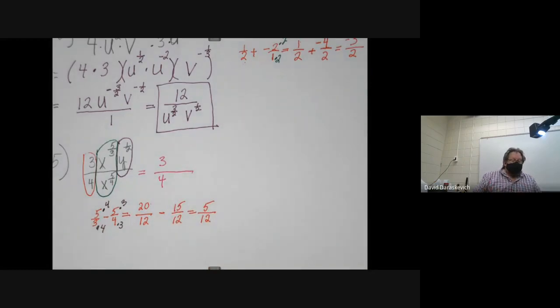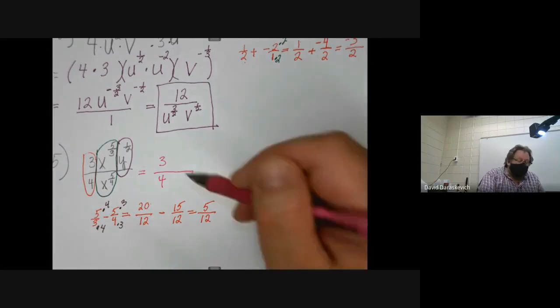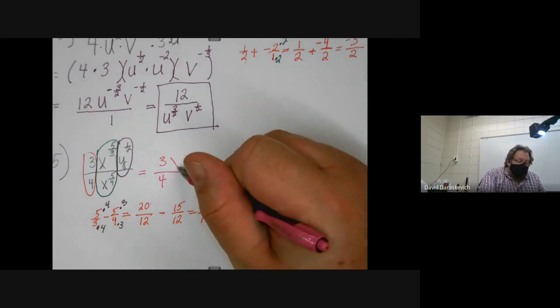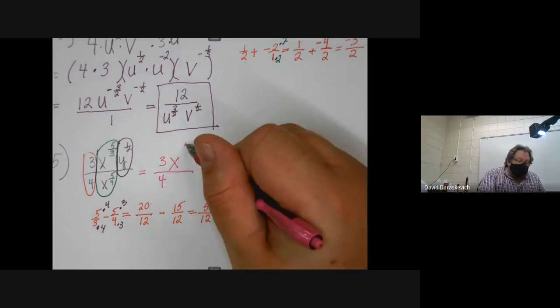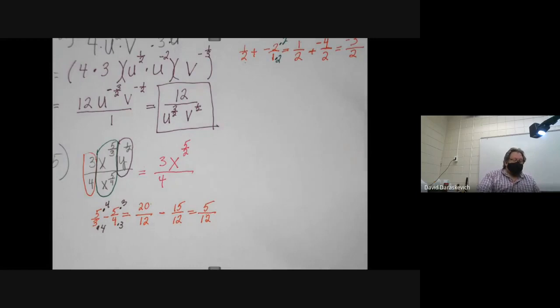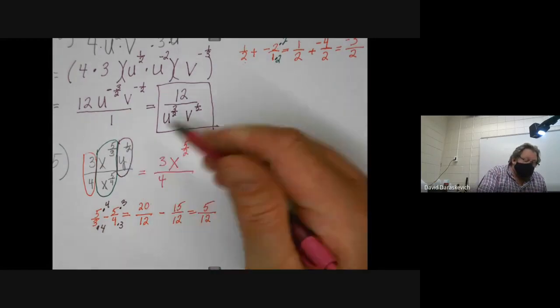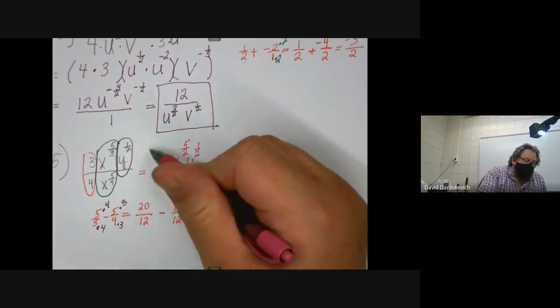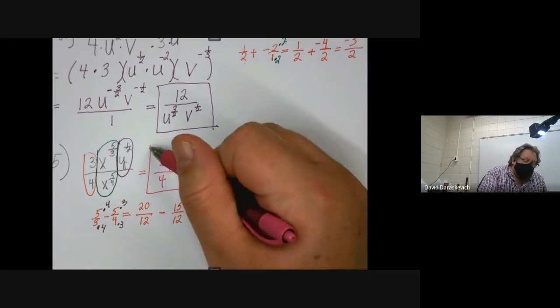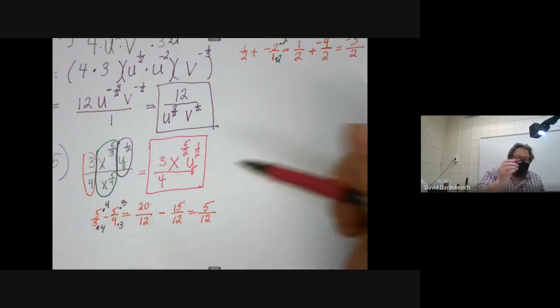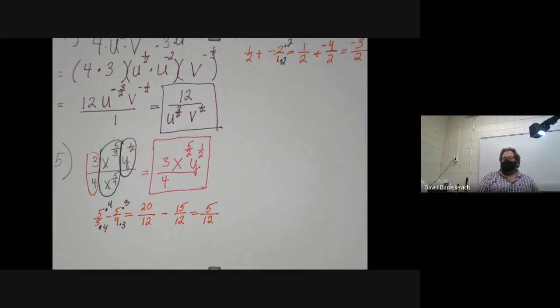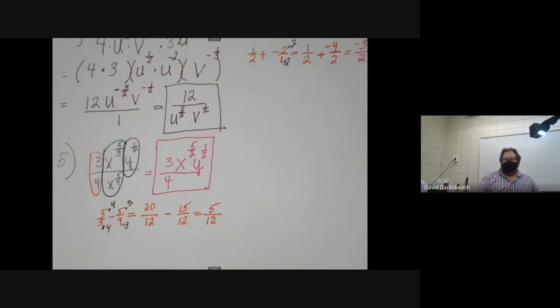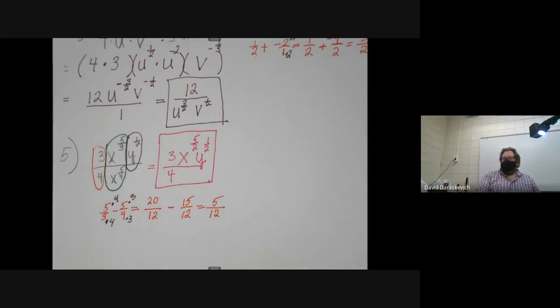So my exponent for x is positive, so it goes up on top, and it's 5/12. And the last one I have is y to the positive 1/2. So it's going to go up on top, 1/2. There's my answer. Questions?